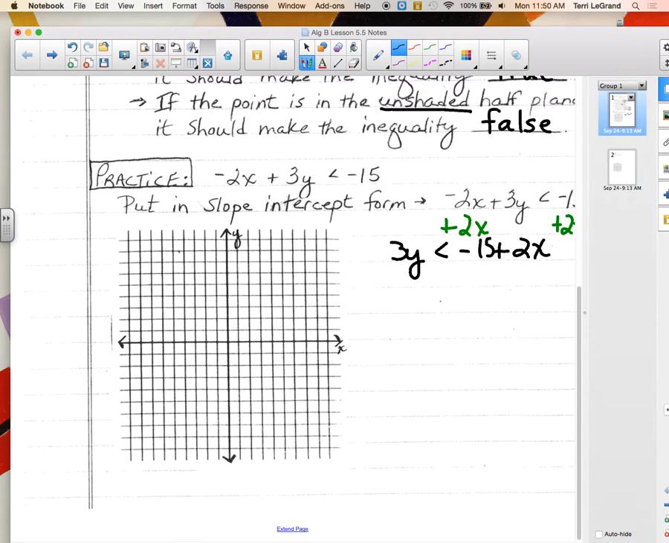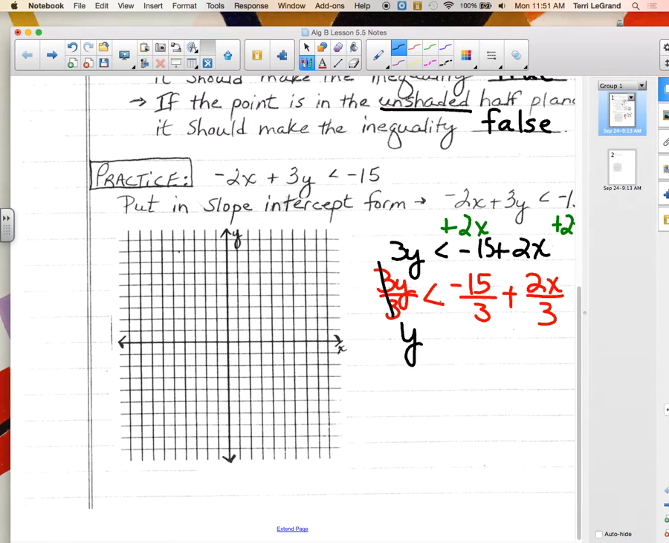Divide every piece by 3, yeah. Thank you for remembering that we have to do it to every piece. We're dividing 3y by 3. We're dividing -15 by 3. And we're dividing 2x by 3. Now we have y by itself.